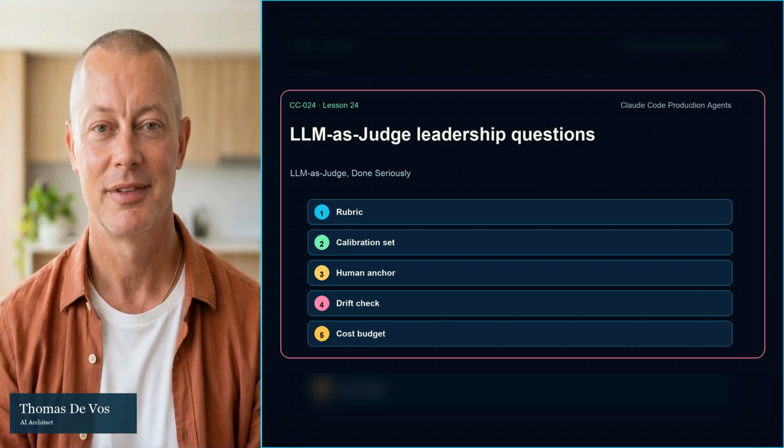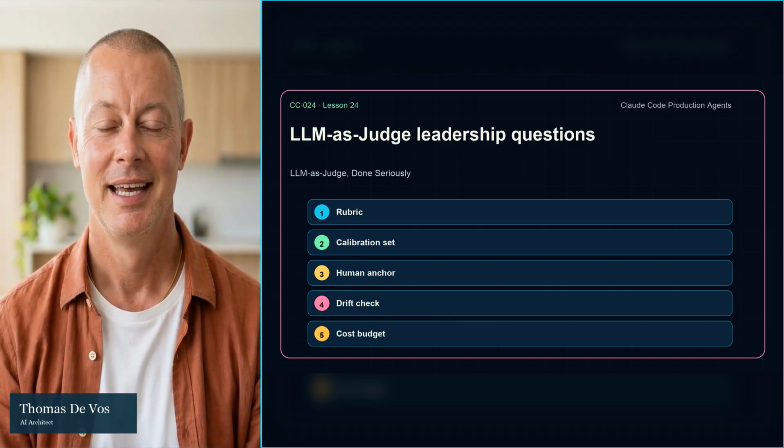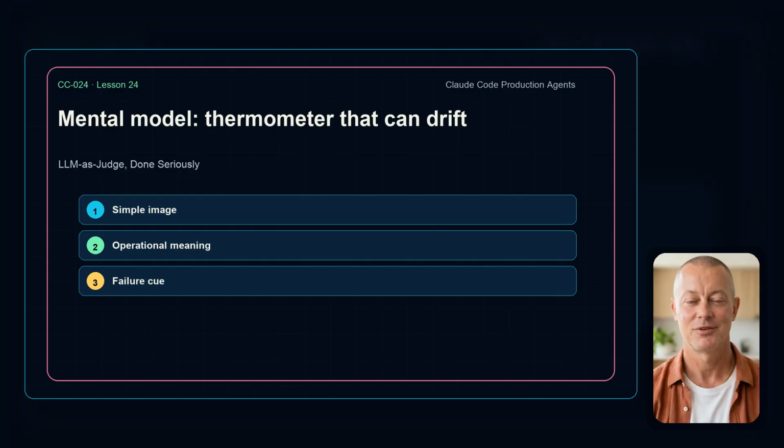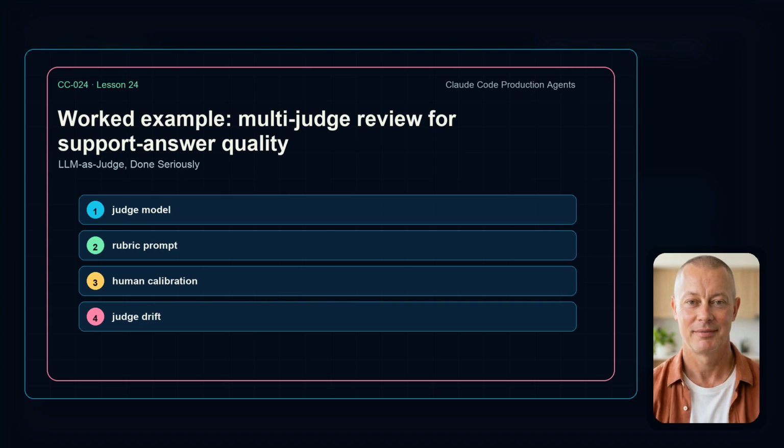A useful mental model is thermometer that can drift. It reminds us that measurement is only useful when the instrument is understood, maintained, and read in context. Otherwise, the dashboard can create confidence without control. Our worked example is a multi-judge review for support answer quality. In that workflow, the important pieces are judge model, rubric prompt, human calibration, judge drift. The agent can still be creative, but the system around it must make the important behavior inspectable.